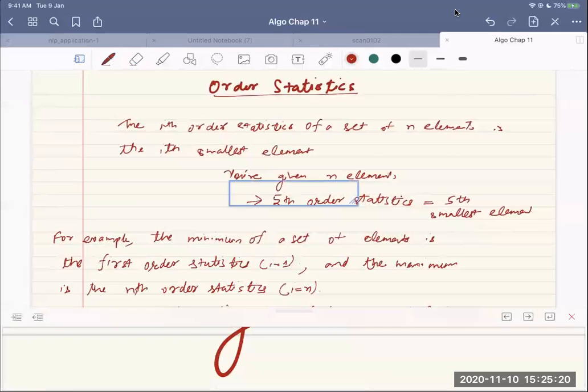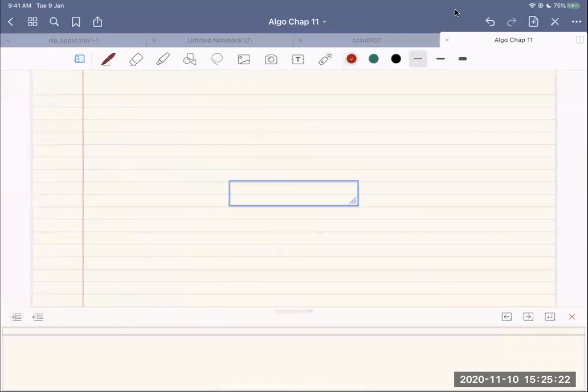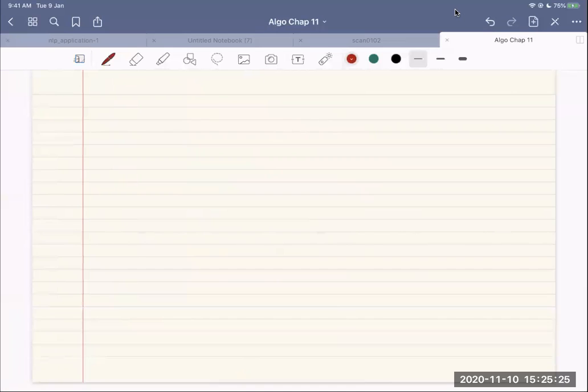Now, this makes the problem setting quite familiar: finding the minimum, maximum, median. But what is the most efficient way we can do it? We start by making an assumption that the set contains distinct numbers, so that you don't have an issue about the fifth smallest element; they are unique elements.